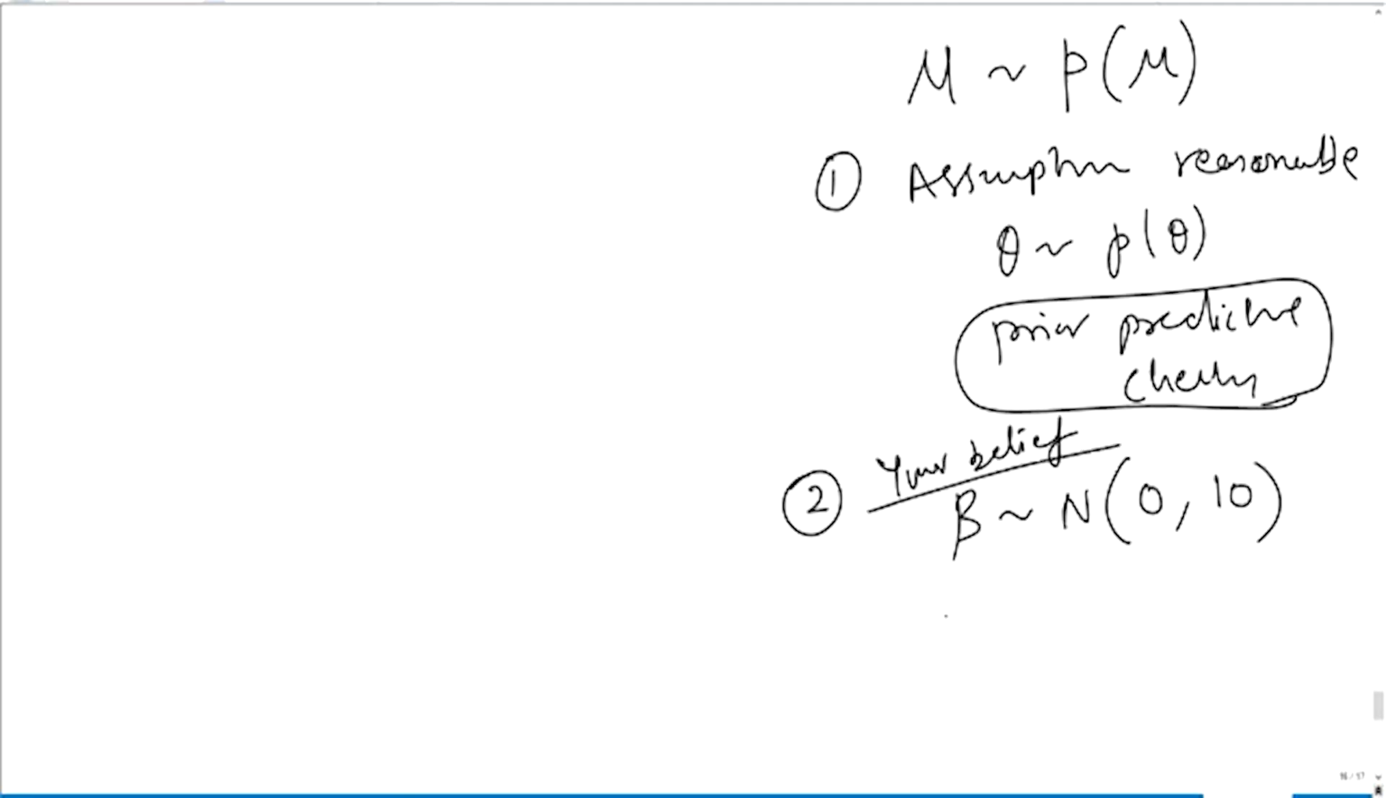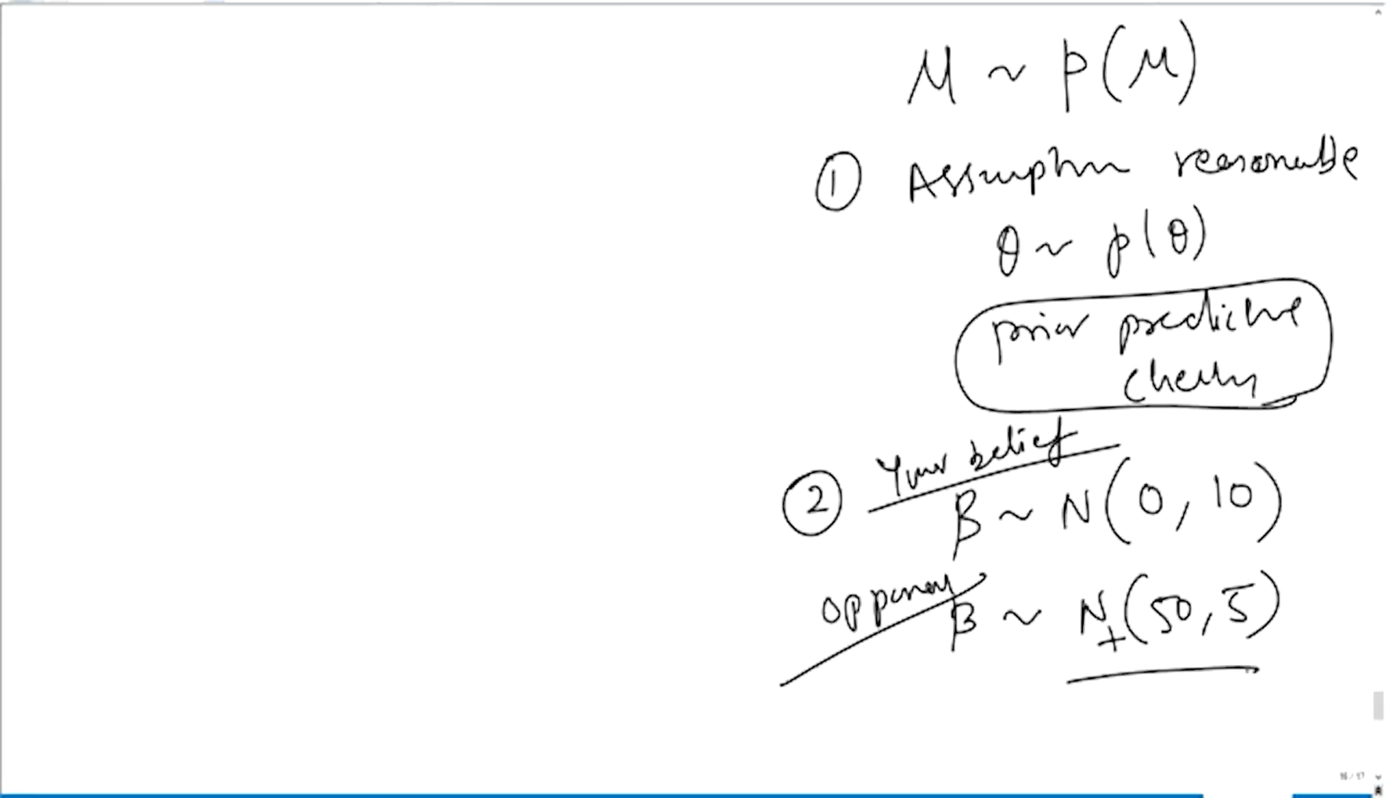There is a researcher in the field who is very confident, let's say your opponent, who says that beta is always positive, and the researcher also makes a claim about the likely value of beta. The researcher says it's a large effect size, somewhere between, let's say, 40 and 60 milliseconds. So this opponent researcher believes that the likely value of beta is somewhere between 40 and 60.